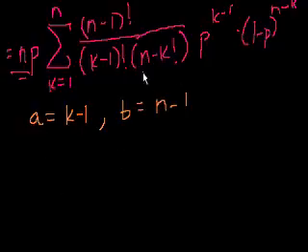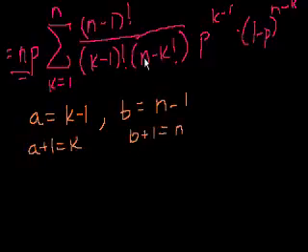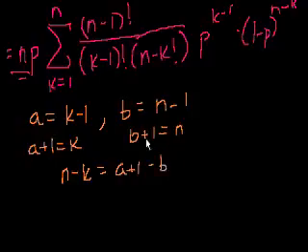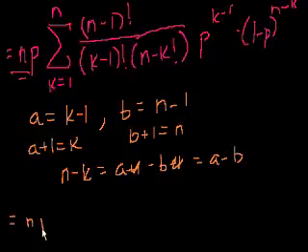And then what would n minus k equal? If a is equal to k minus 1, then a plus 1 is equal to k. And b plus 1 is equal to n. So n minus k would be equal to b plus 1 minus a plus 1, where the ones cancel out, which equals b minus a. And let's see if we can simplify this. So this whole sum will then turn into np times the sum from, when k is equal to 1, that's the same thing.